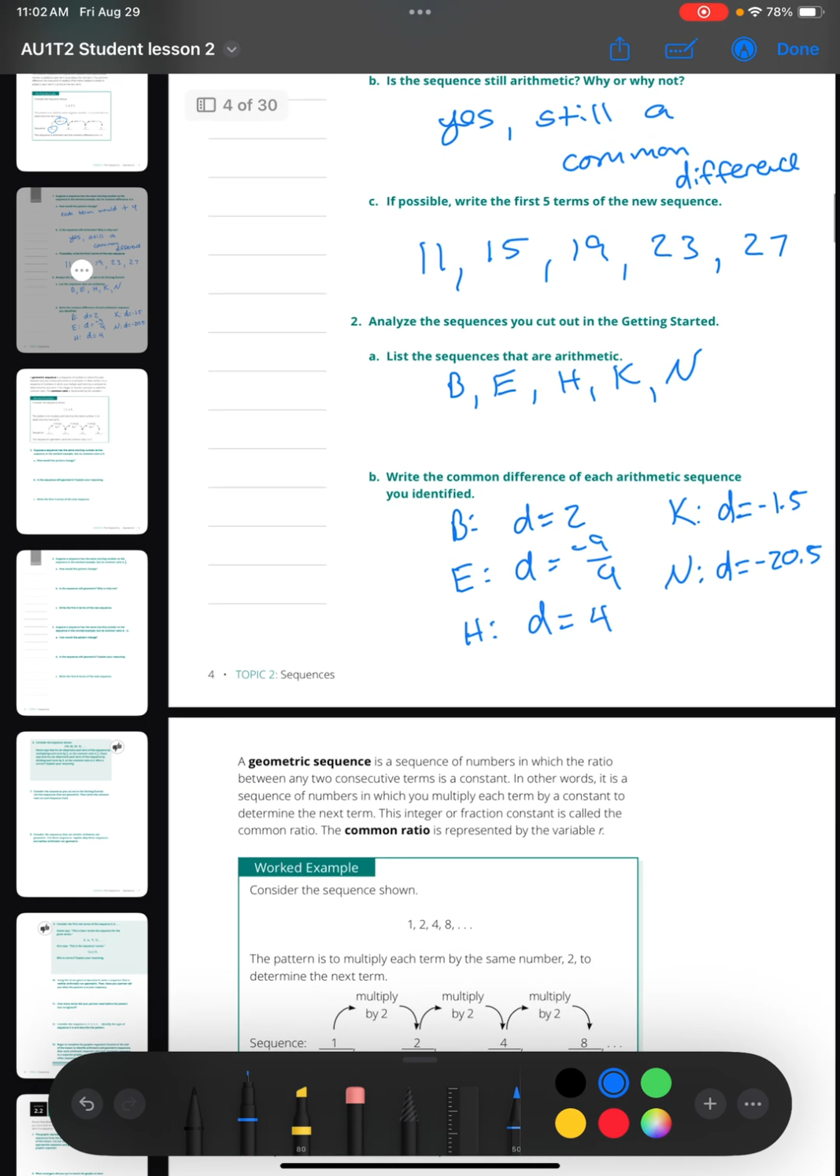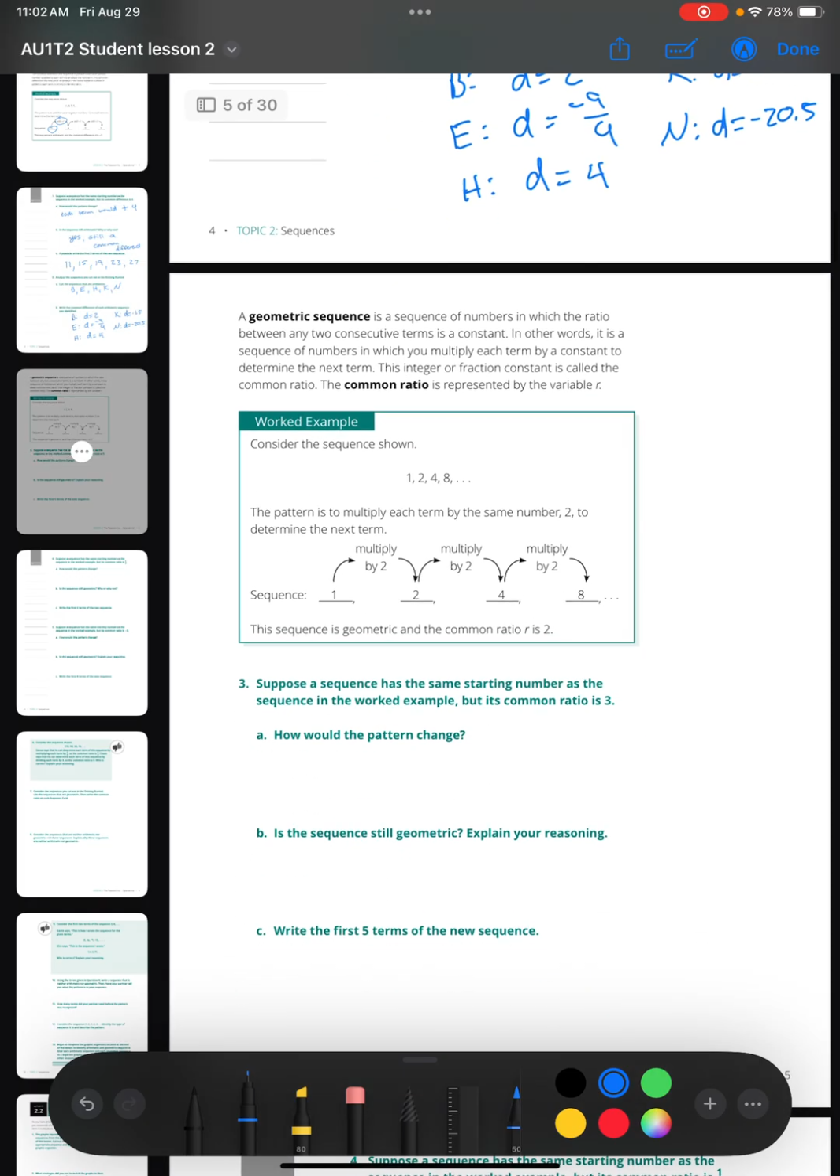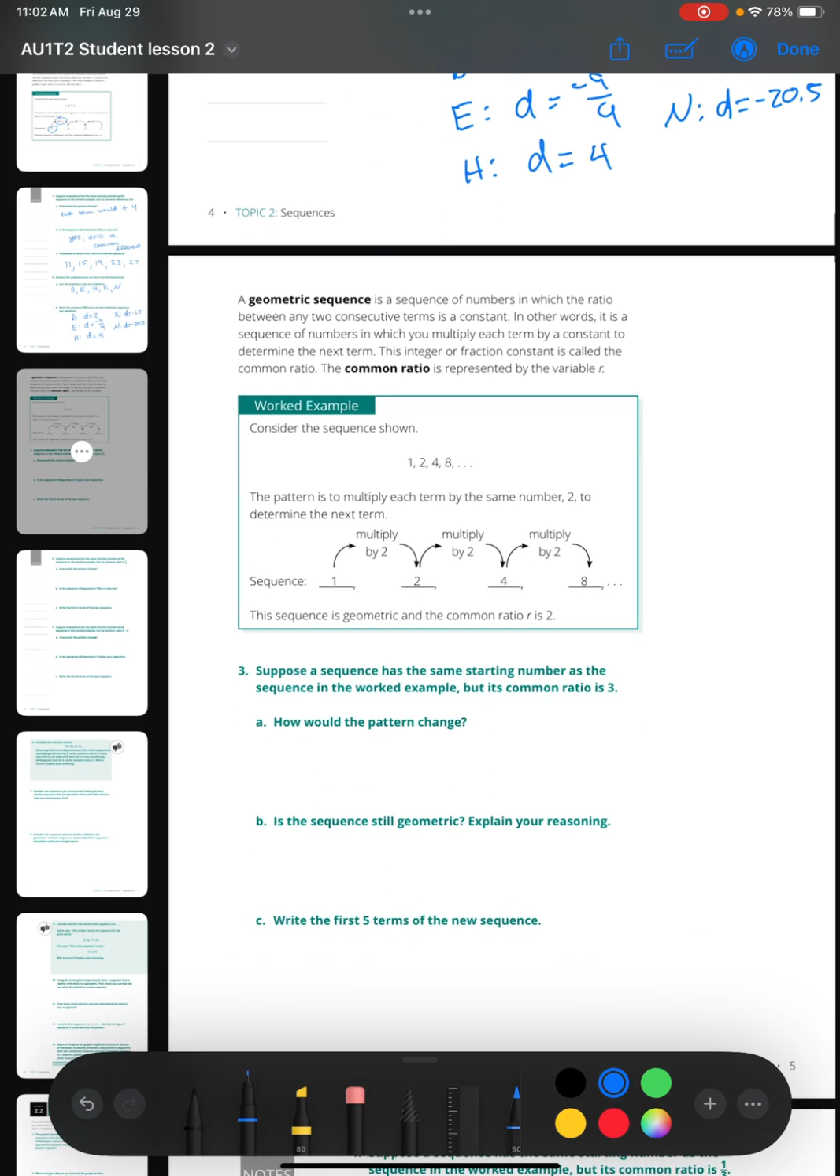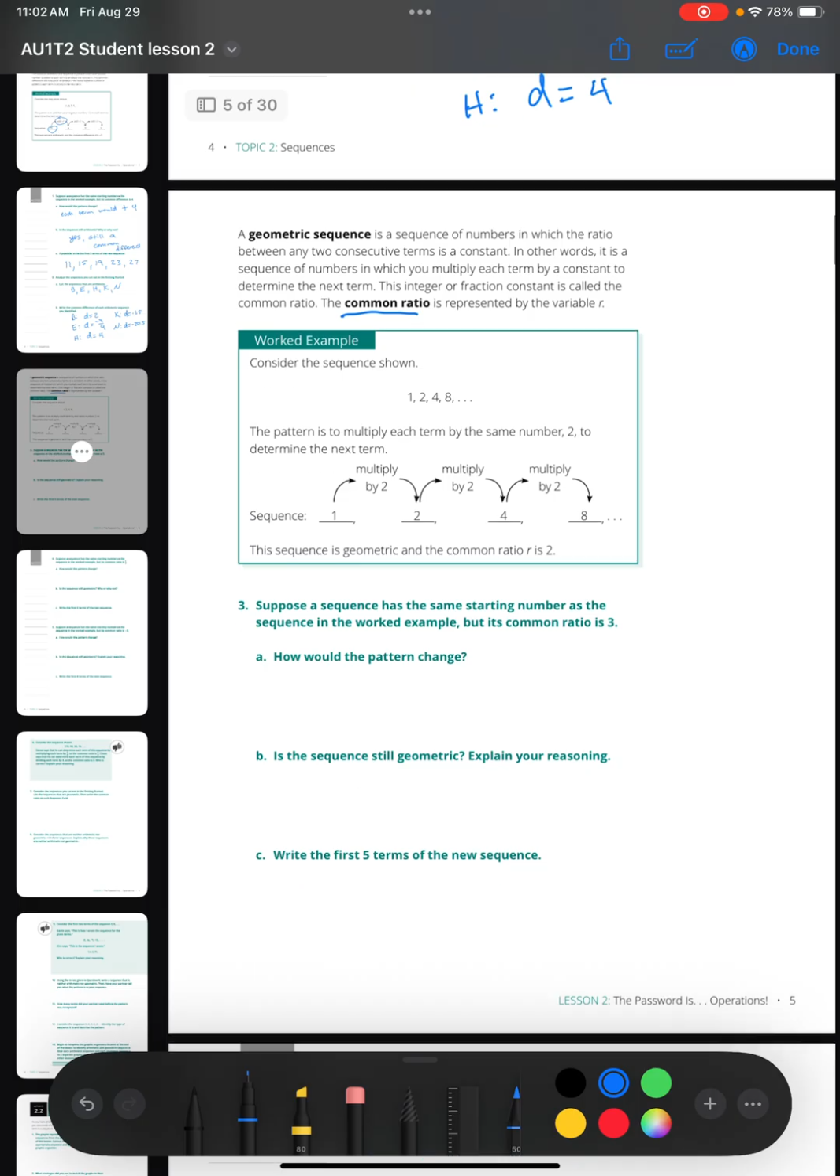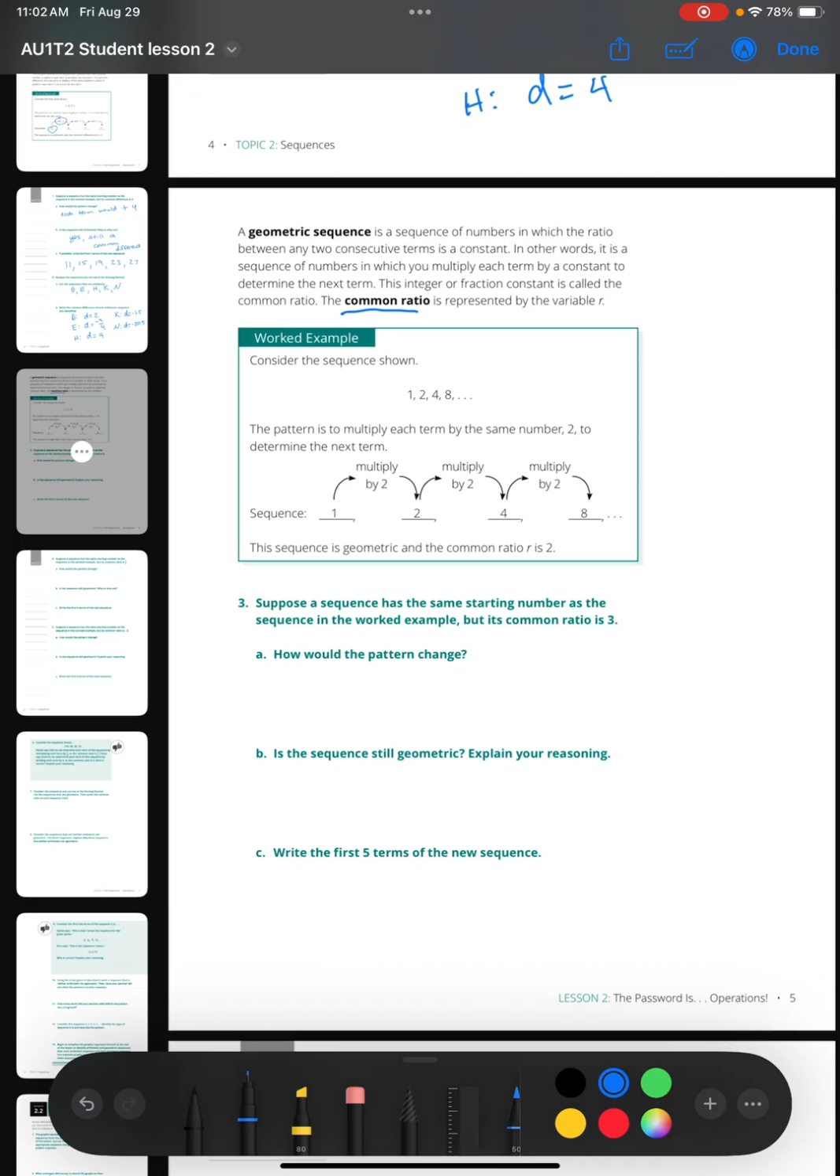All right, so the other type of sequence. A geometric sequence. It's a sequence of numbers in which the ratio between the two consecutive numbers is a constant. So in other words, we are multiplying by the same number each time. Whatever number you're multiplying by is called the common ratio. So an example we're giving us here, 1, 2, 4, 8, we're being multiplied by 2 to get the next term. So 2 is the common ratio.